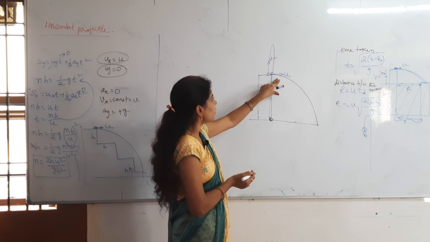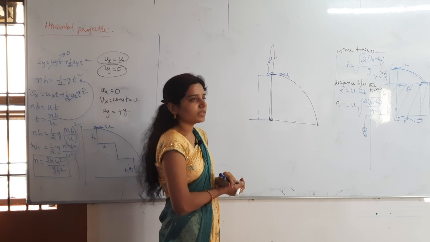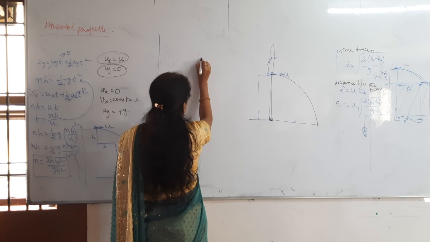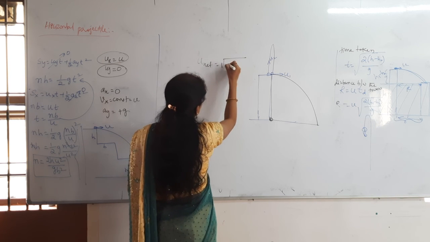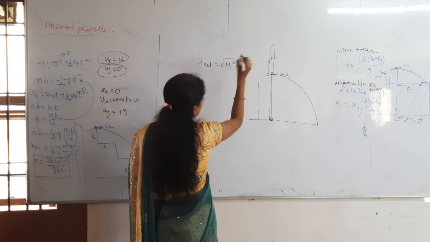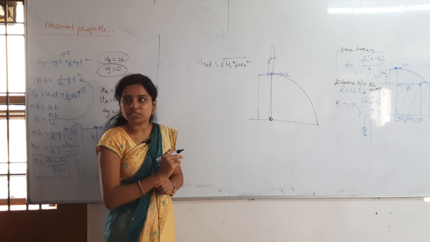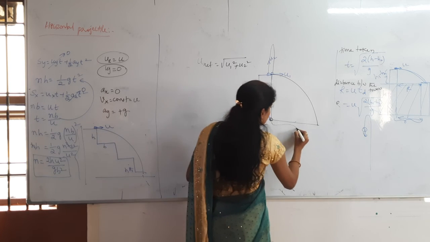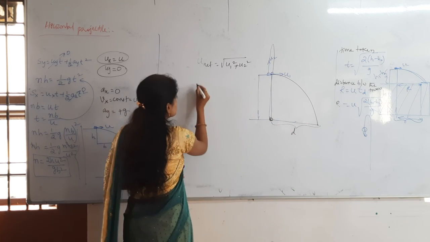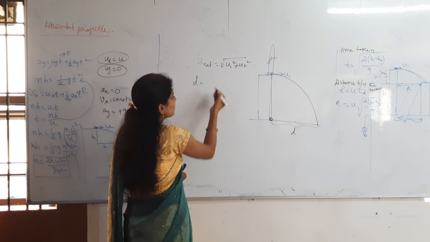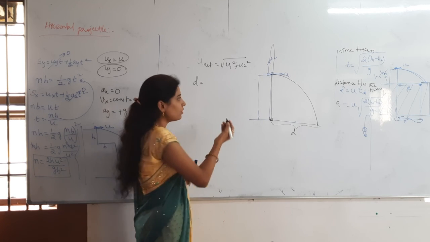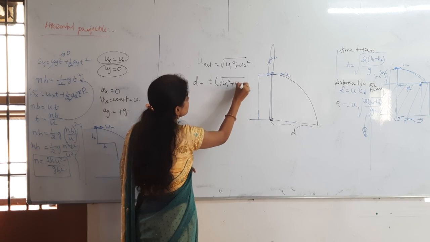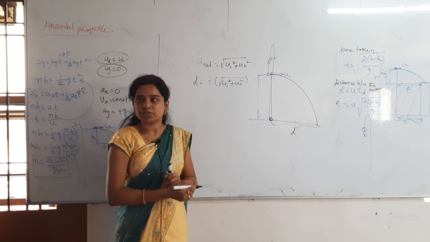So here u1 is horizontal, u2 is vertical, which means the net velocity u net is equal to under root u1 square plus u2 square. So I got the total velocity. Time is the same. So what is the distance between them? D is equal to the velocity into time only, so t into under root u1 square plus u2 square. That's it. Very simple.